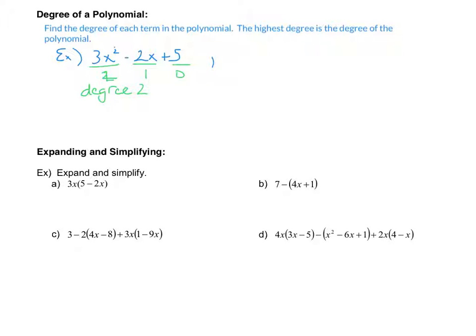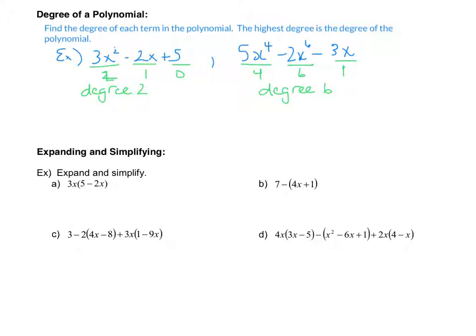Okay, if I look at another one, let's say we had 5x to the 4, take away 2x to the 6 minus 3x. If we look at the individual terms, the first one is a degree 4, the second one is a degree 6, the third one is a degree 1, and overall 6 was the biggest number, so this is a degree of 6. So hopefully that makes sense.